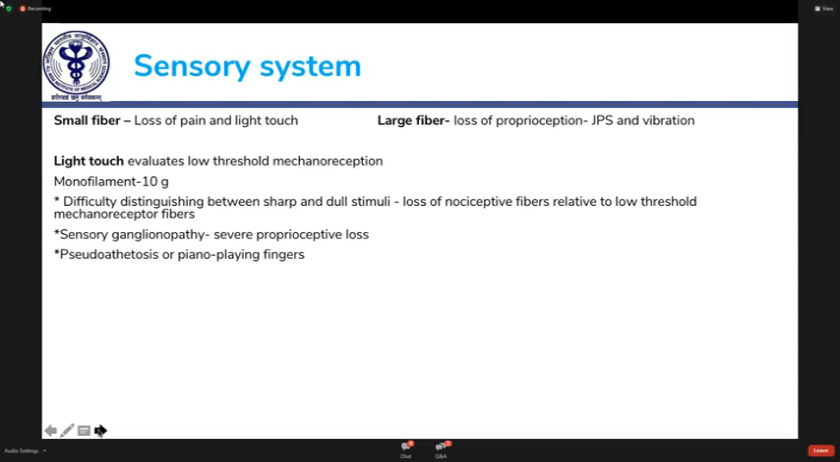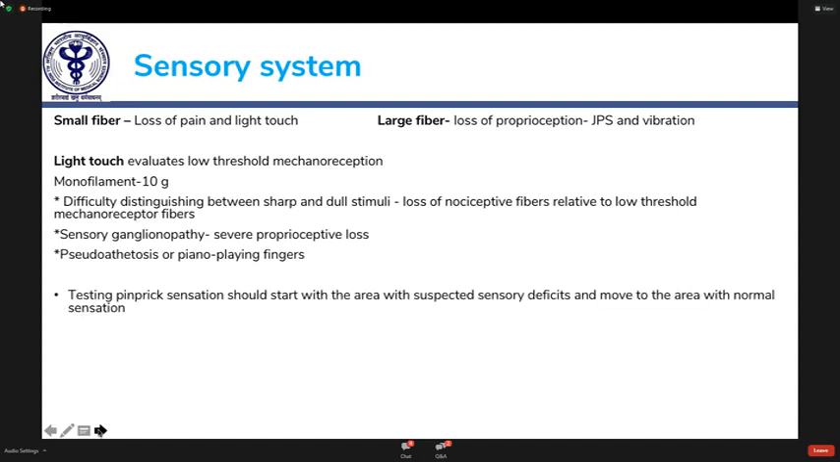In sensory ganglionopathy, you will have severe proprioceptive loss compared to other involvement of large fibers or the posterior column. Severe proprioceptive loss is usually seen in a ganglionopathy. We have seen pseudoathetosis and piano-playing fingers in sensory ataxia.